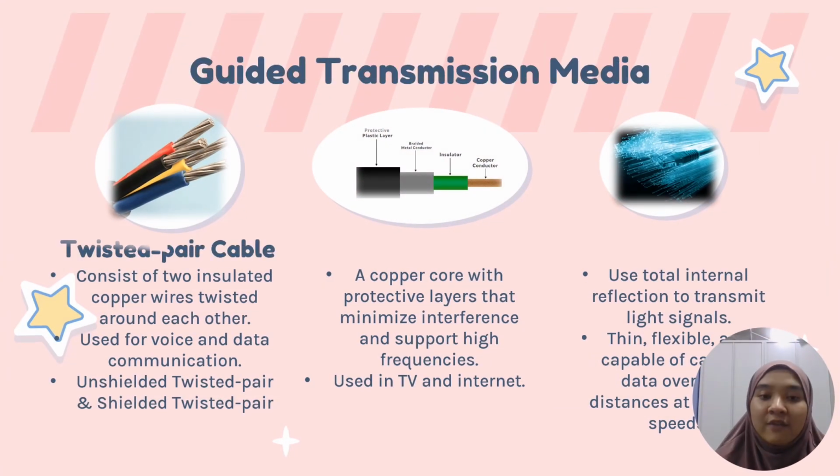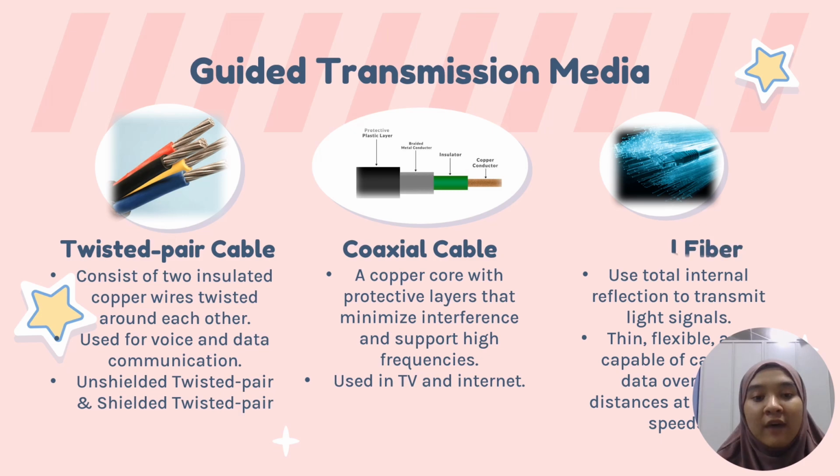For guided, we have three transmission media. Firstly, we have twisted pair cable, which consists of two insulated copper wires twisted around each other, and it is usually used for voice and data communication. Next, we have coaxial cable, which is mostly used in TV and internet as it minimizes interference and also supports high frequencies. And lastly, for guided transmission media, we have optical fiber, which is famous as it uses total internal reflection to transmit light signals. It is very thin and flexible, and it can be used over long distances.